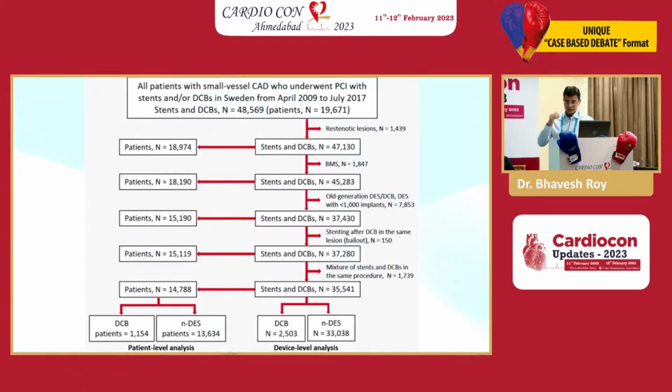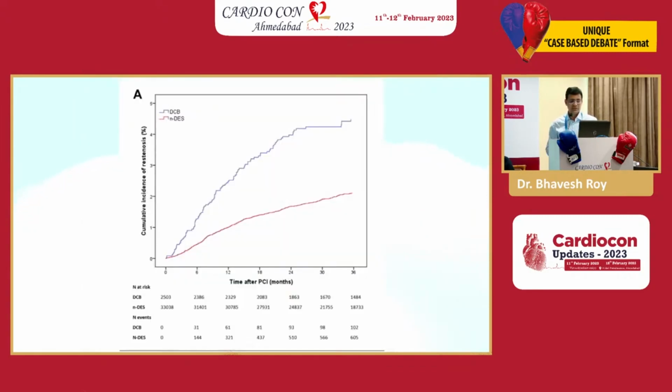This is the flow chart of the patients, how they were included. All patients with small vessel CAD who underwent PCI were enrolled, and then restenotic lesions, BMS, all generation DES were excluded, and then a head-to-head analysis was done. This was the Kaplan-Meier curve, and we can see that within the first year, both the curves started separating for the DCB versus the drug-eluting stent.